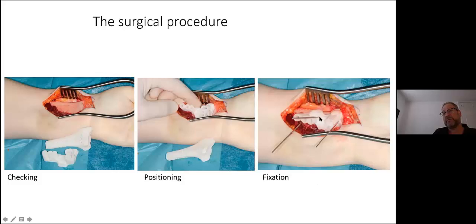When you're happy with the position, you put in some steel wires with the drill. So these two are parallel, and you slide it. You have the drill guide in place, and you lock it with those pins.